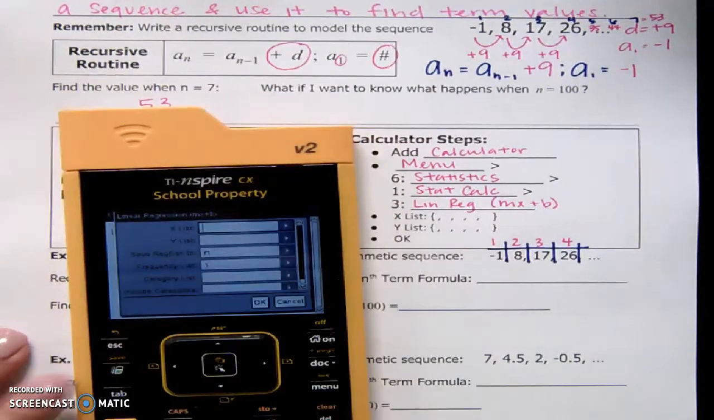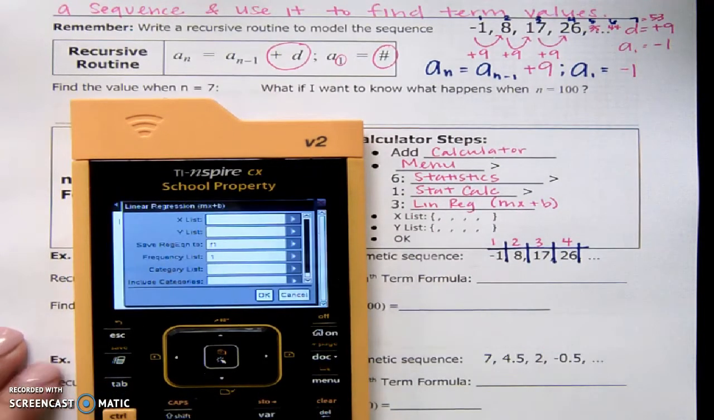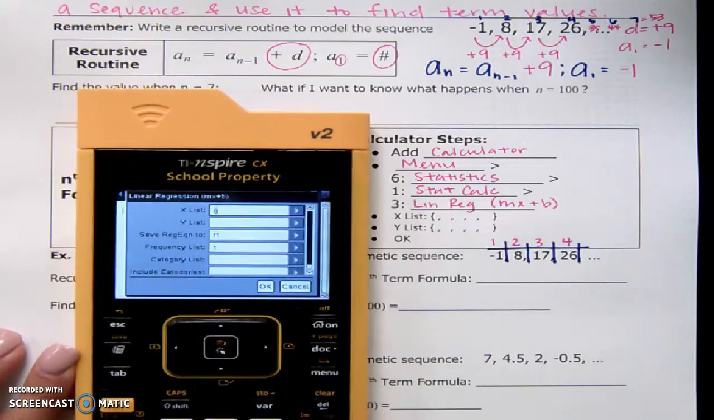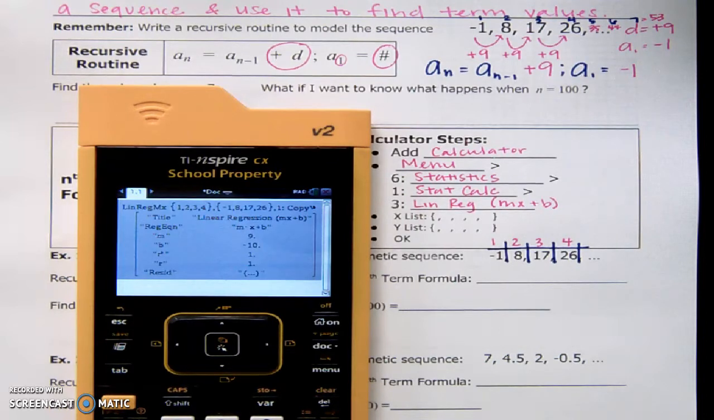Now, for the nth term formula, I'm going to use these calculator steps. So I'm already here. My x list is the top. So control, close parentheses for the braces. 1, 2, 3, 4. Control, close parentheses, negative 1, 8, 17, 26. I have 9 and negative 10.